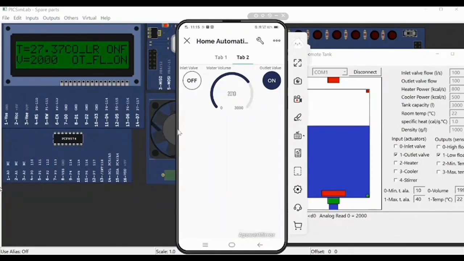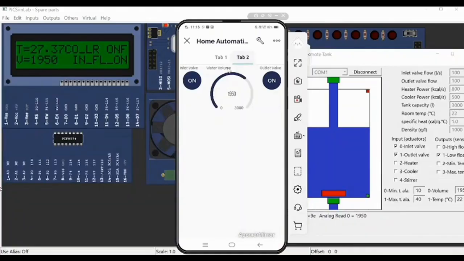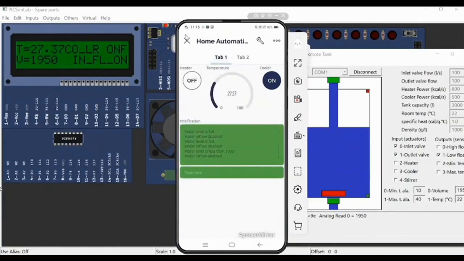we can see the decrease of the volume. And when volume reaches below 2000, automatically the inlet valve will be on. In tab 1 we can see the notification water level is less than 2000, water inflow will be enabled. In tab 2 it is the indicator, it indicates the volume of the tank. When the two valves are on, the indicator will be constant.